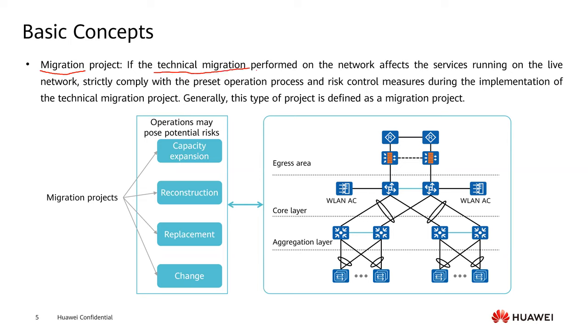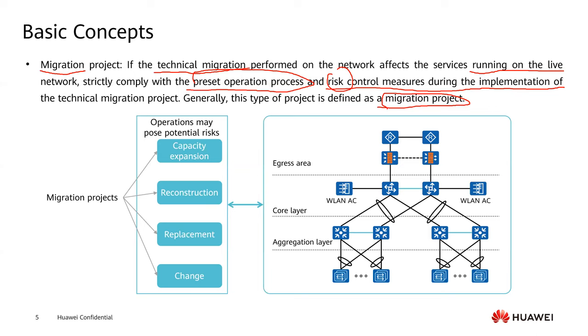If a technical migration performed on the network will affect the service running on the live network, we must strictly comply with the preset operation process and risk control methods during the implementation of the technical migration project. Generally, this type of project is defined as a migration project. So you will find that first, we need to strictly comply with the preset operation process. It means we need to plan the operation process in advance, and we need to control the risk.